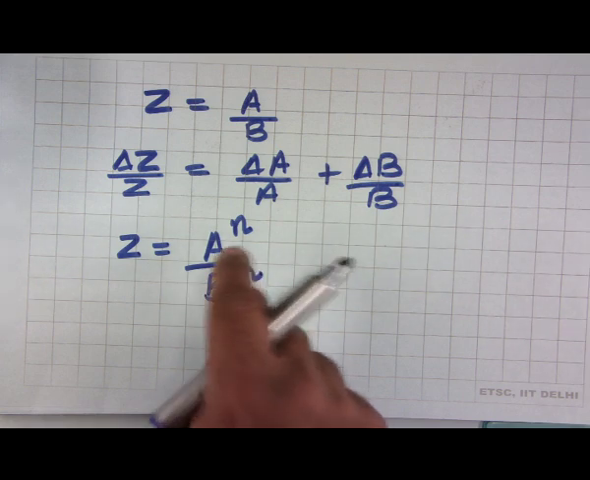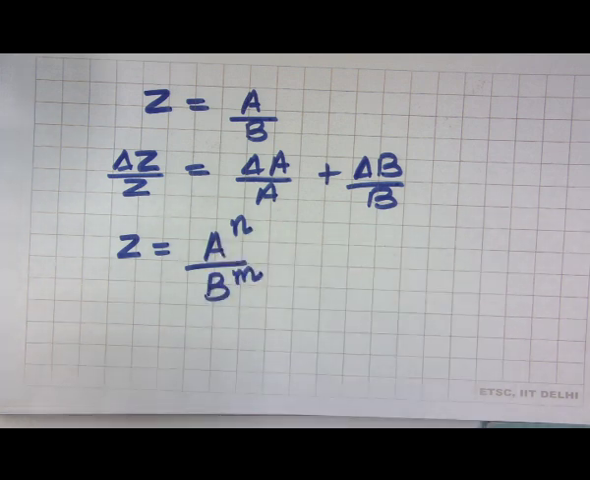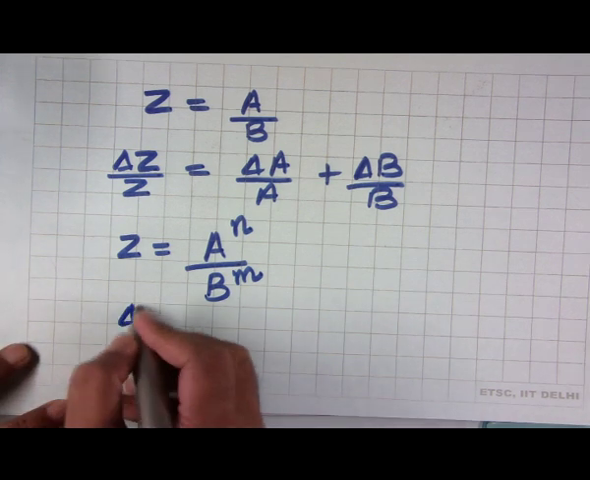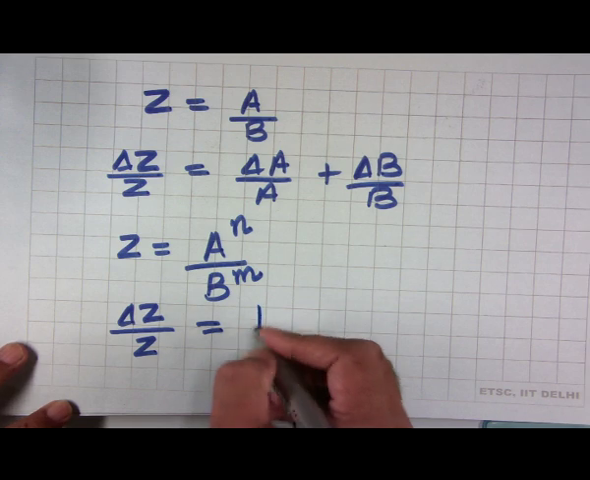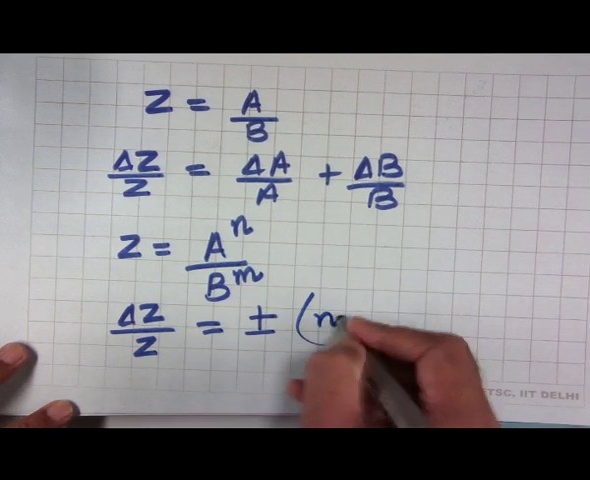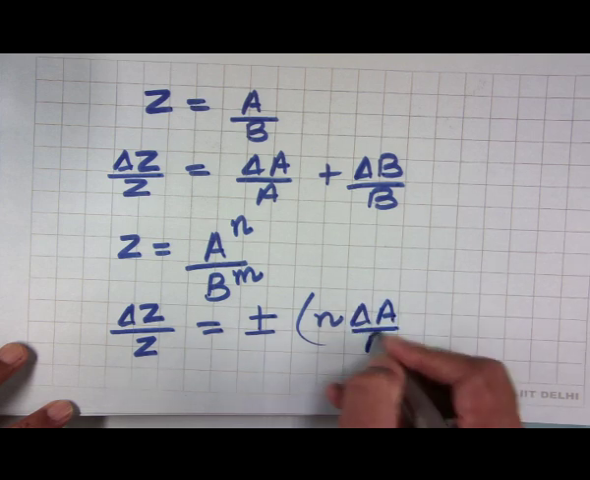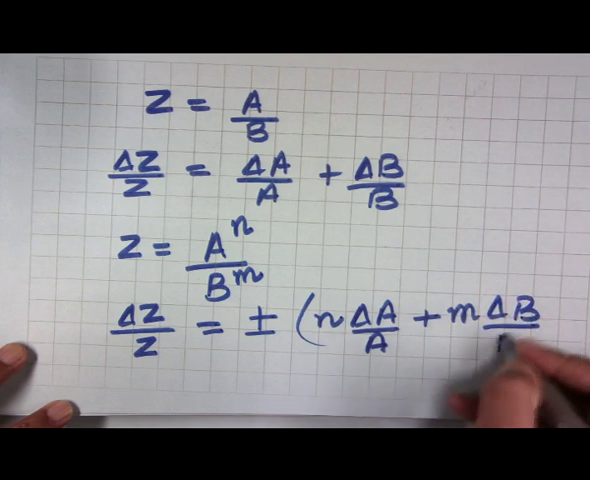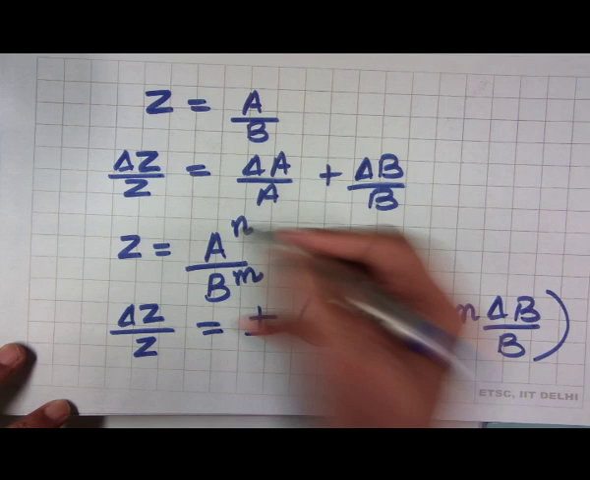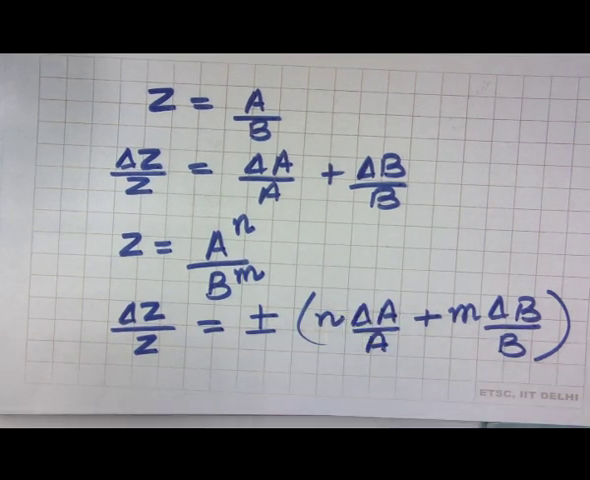Now, for A to the power of n, we can take repeated multiples of A. Similarly, for B to the power of m, we can take repeated multiples of B. And from here what you will realize is that delta Z upon Z, this error, will be equal to n times delta A upon A plus m times delta B upon B. So, the power which is there comes in as a multiplicative factor in front of the individual error.